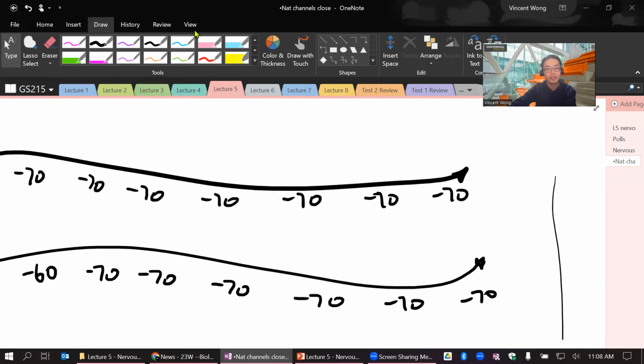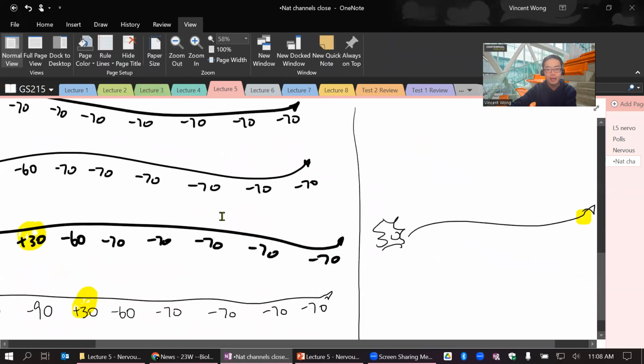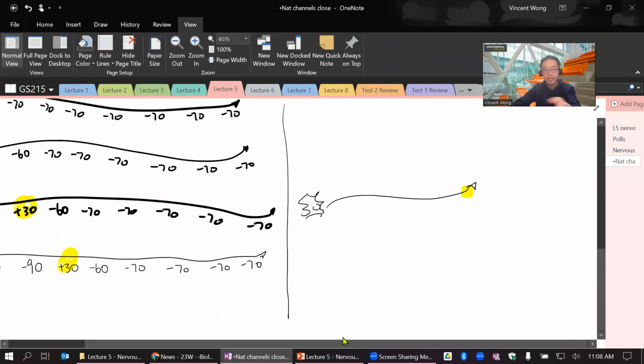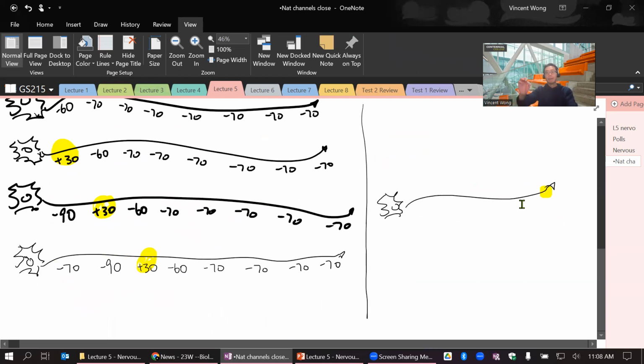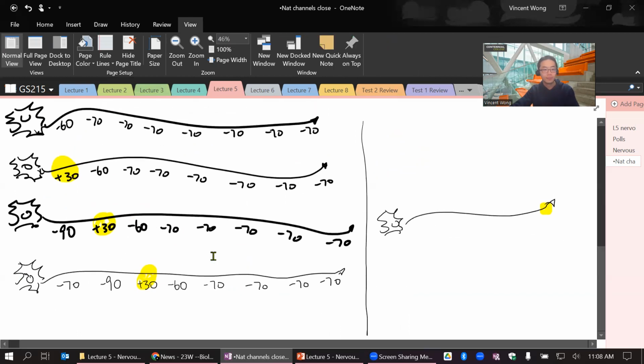All right, great. So yeah, eventually the signal will get to the very end, and then next class we will see how the signal jumps from one neuron to the other neuron.